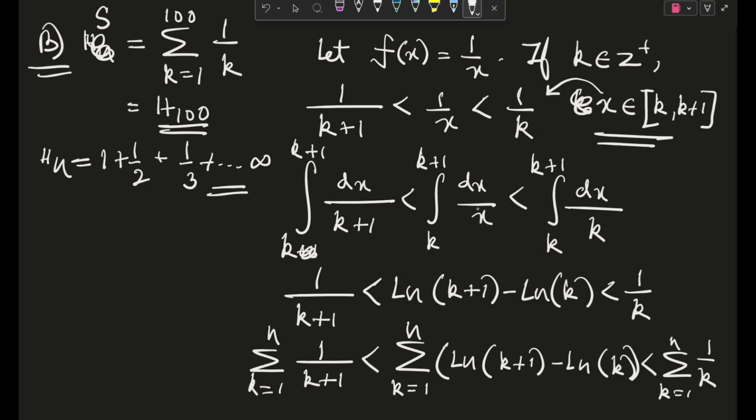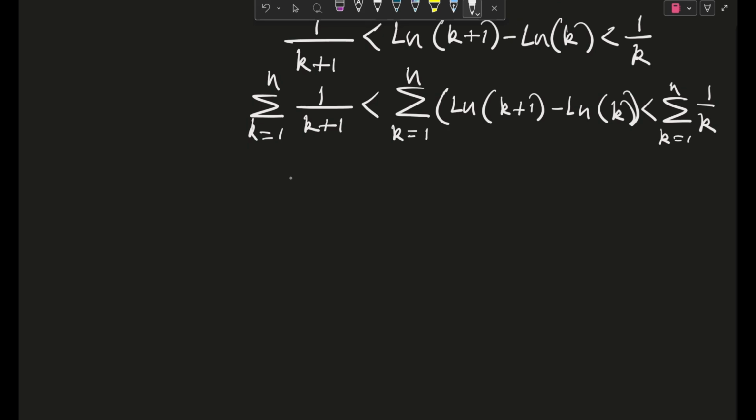So guys, I am changing the page because I have no more space. If you see this thing, it's 1 by k plus 1. So if I put k equals to 1 here, this will be half plus 1 by 3 plus 1 by 4. So actually I can write this particular part as Hn minus 1 plus 1 by n plus 1. Because the last term would be 1 by n plus 1 anyways, but minus 1 is actually not there.